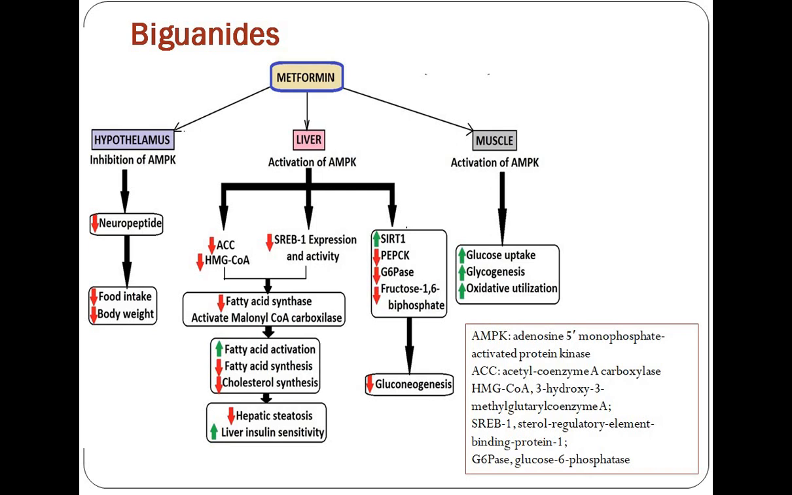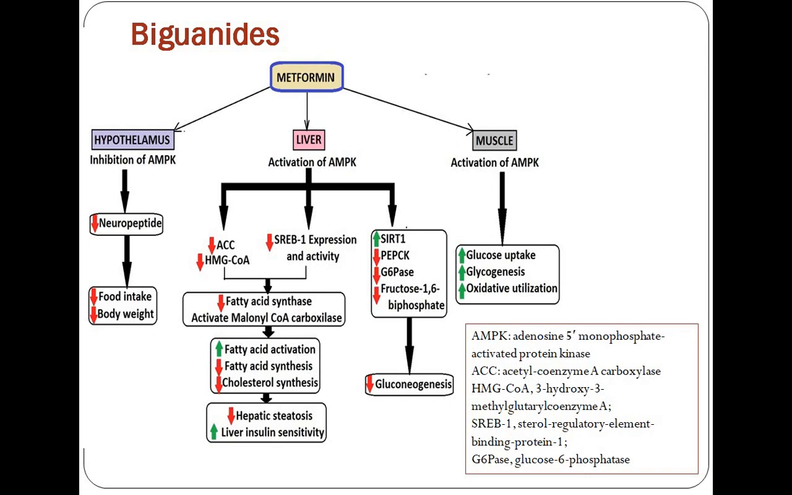That means adenosine 5' monophosphate activated protein kinase. It will cause the inhibition of AMPK. Whenever AMPK is inhibited, neuropeptide will be decreased, then food intake and body weight will be reduced. In case of the liver and muscle, it will cause the activation of AMPK. So this is the opposite of what is shown in the hypothalamus.